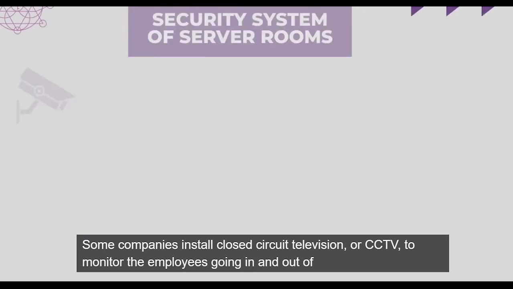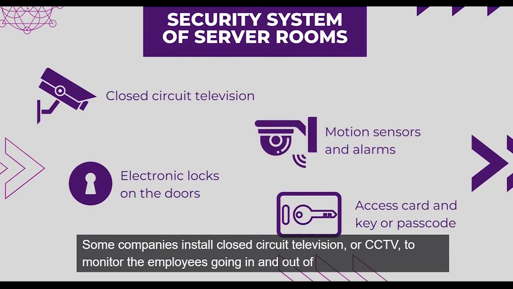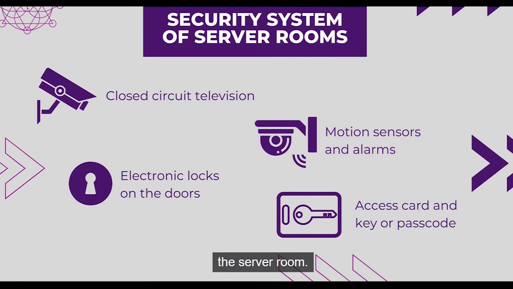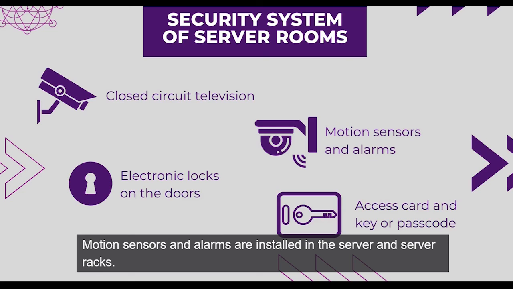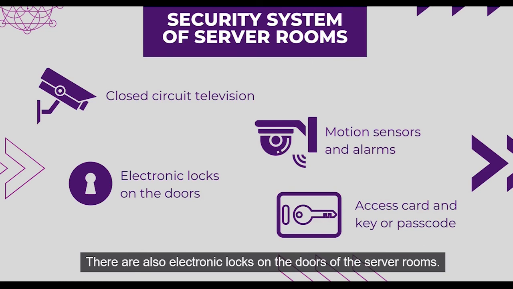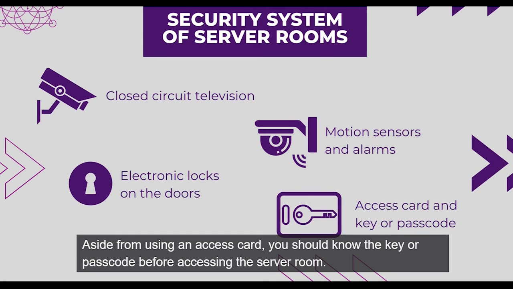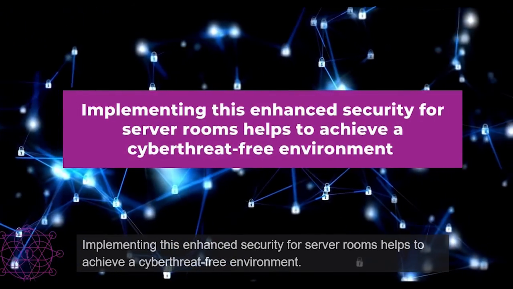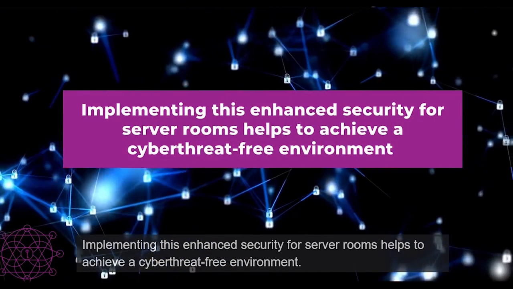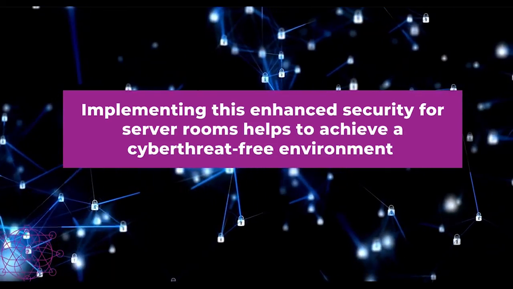Some companies install closed-circuit television, or CCTV, to monitor the employees going in and out of the server room. Motion sensors and alarms are installed in the server and server racks. There are also electronic locks on the doors of the server rooms. Aside from using an access card, you should know the key or passcode before accessing the server room. Implementing this enhanced security for server rooms helps to achieve a cyber-threat-free environment.